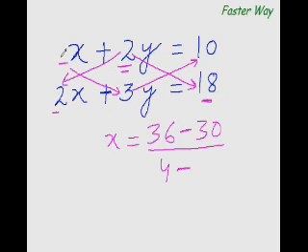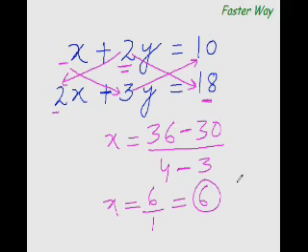Since there is no number there, so it is 1. So 1 times 3 is 3, isn't it? So the answer is 36 minus 30 is 6, and 4 minus 3 is 1. 6 over 1 is nothing but 6. So x equal to 6.